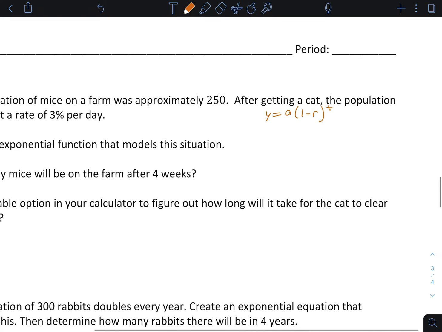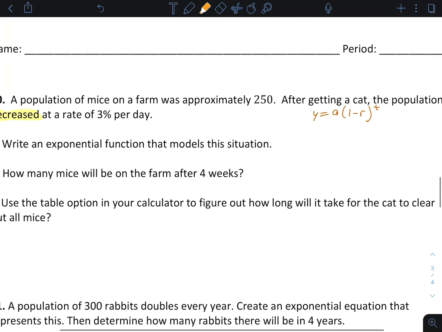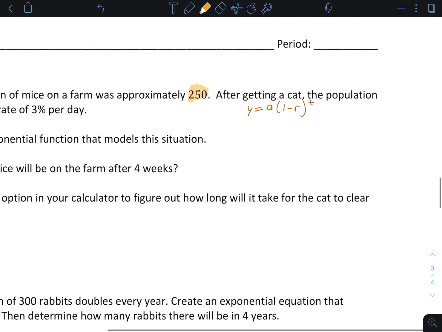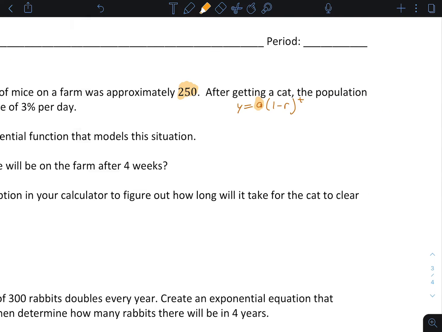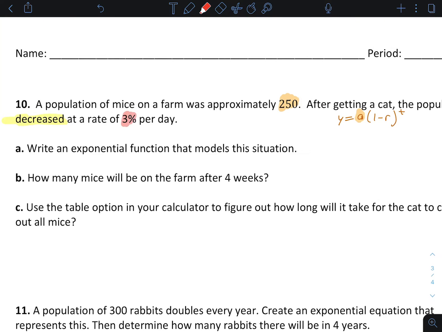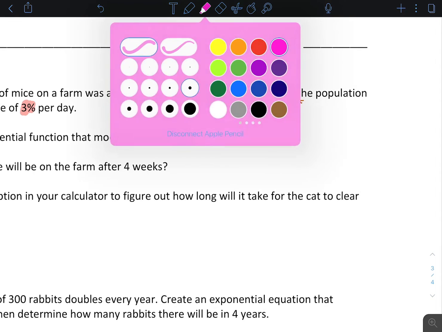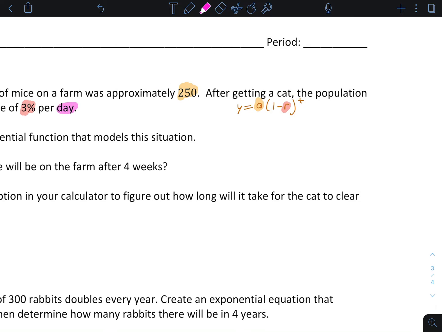Now let's find each part. So the A is our starting value. Let's find the starting value. We started with 250. So that's our A. And then next we had a rate of what? 3%. So that's our rate. And then for a time, it was days. Our time was in days.